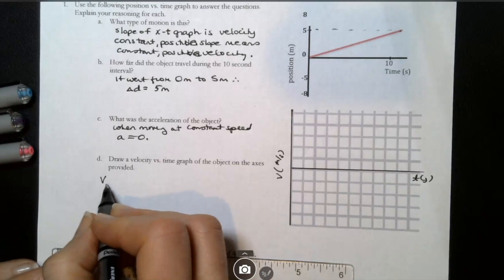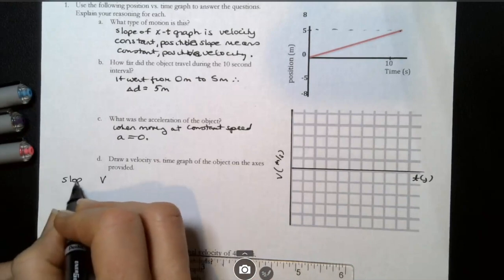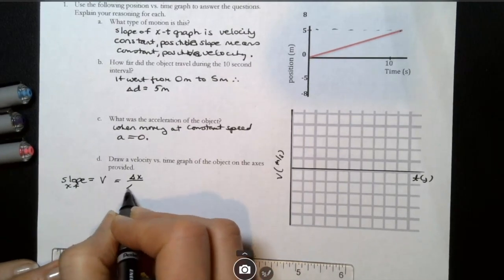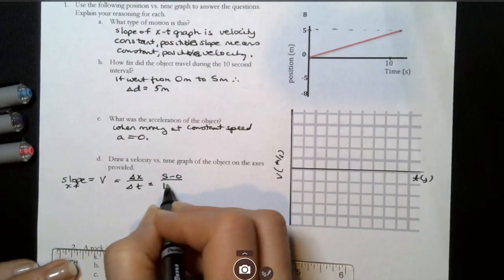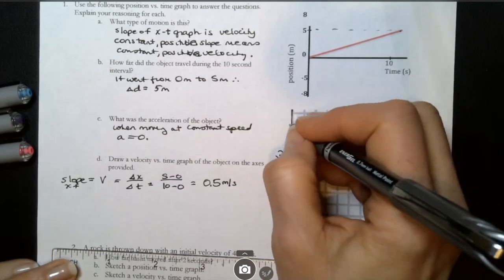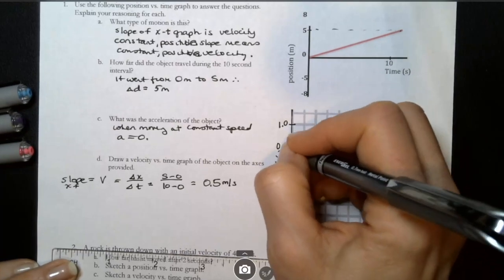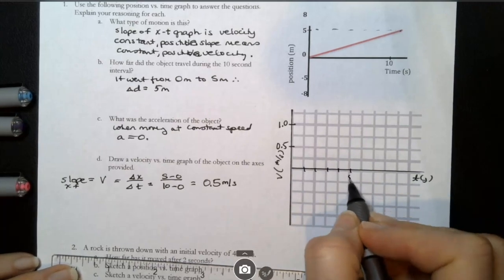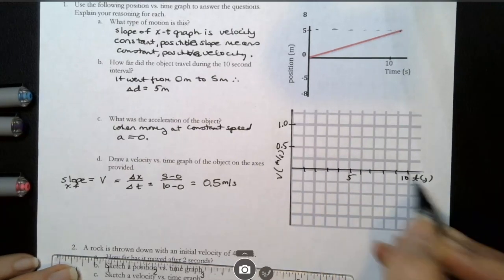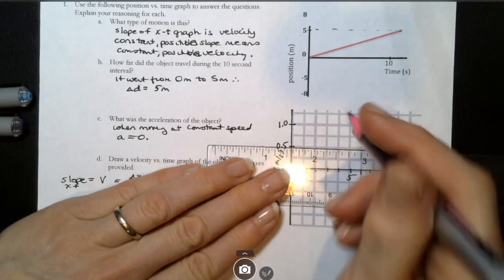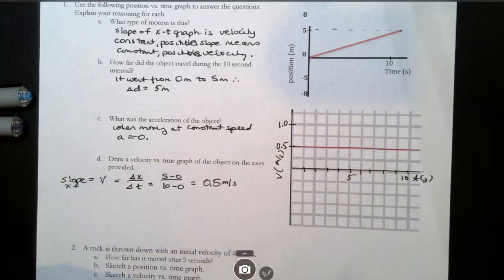So I'm going to take a moment and calculate it by finding the slope of the x-t graph. That's going to be the change in position over the change in time. So 5 minus 0 over 10 minus 0 is going to be 0.5 meters per second. So if I say that this is 1.0 and this is 0.5, and then this is 1, 2, 3, 4, 5, 6, 7, 8, 9, and 10, then for that whole time, all 10 seconds, we're moving at 0.5 meters per second. And that's your corresponding graph.